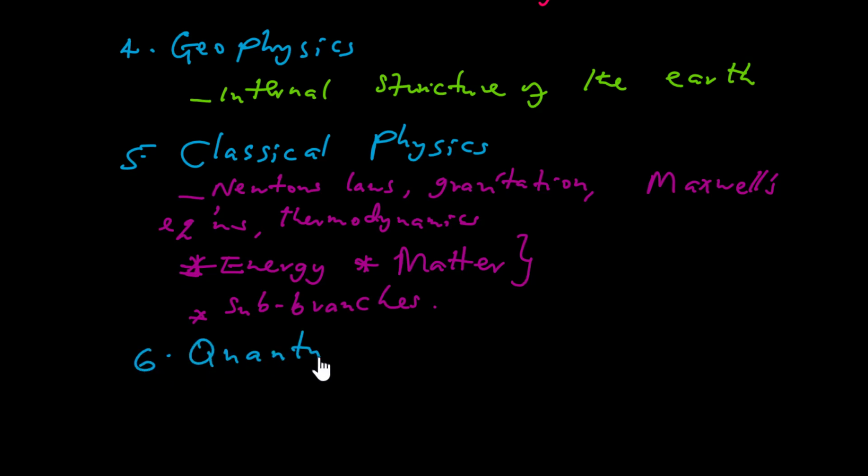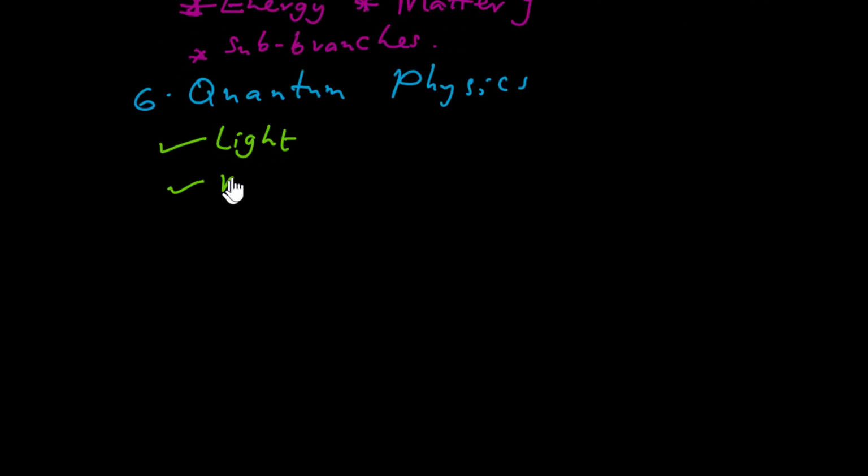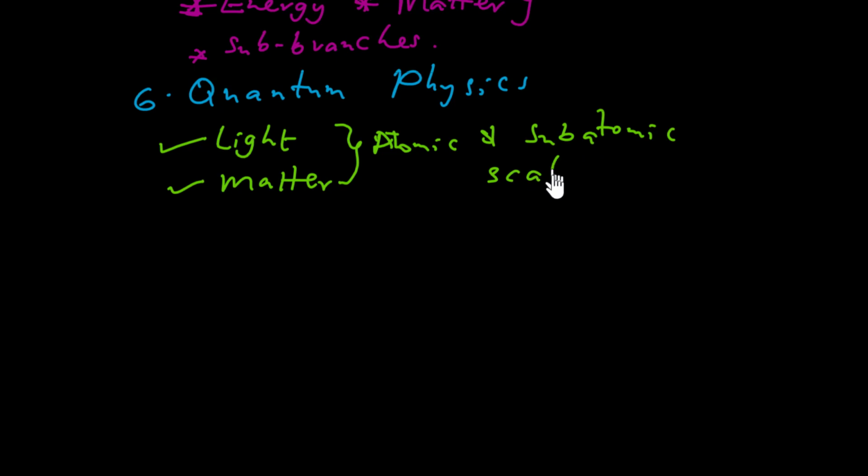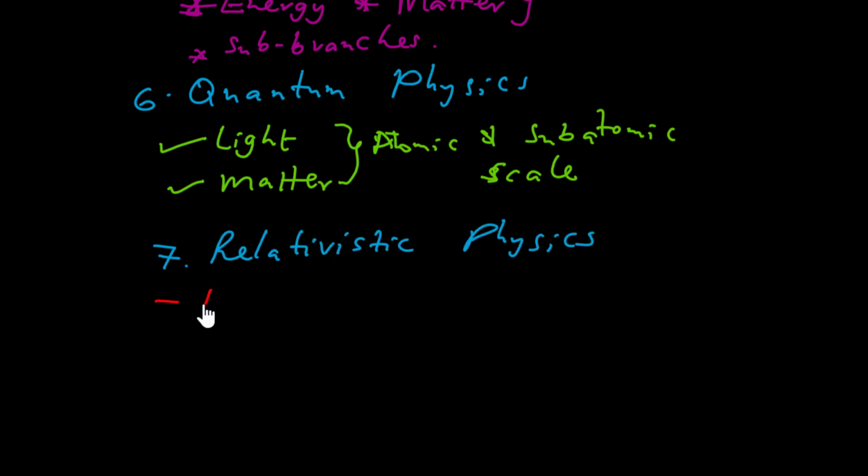Another branch of modern physics is quantum physics, which deals with the study of the behavior of matter and light on the atomic and subatomic scale. Quantum physics attempts to describe and account for the properties of molecules and atoms and their constituents. Another branch of physics is relativistic physics. This branch looks into the theory that space and time are relative concepts rather than absolute concepts.